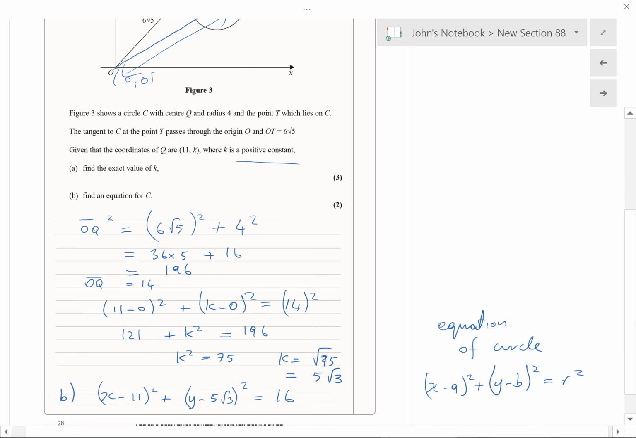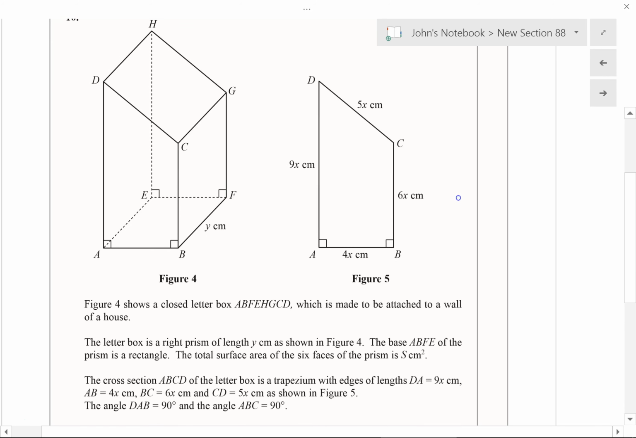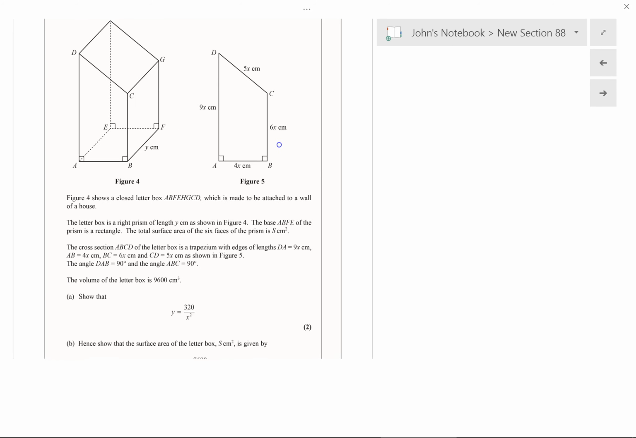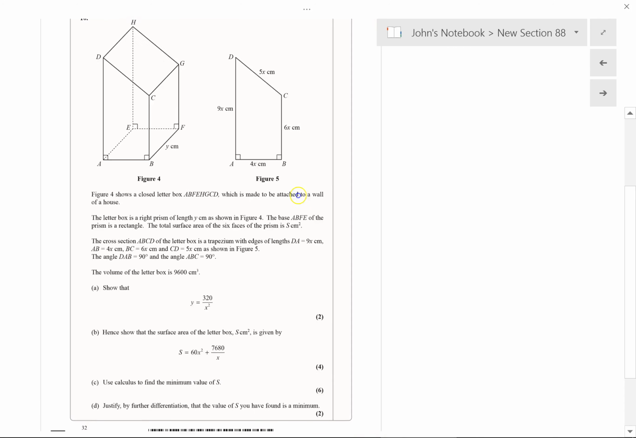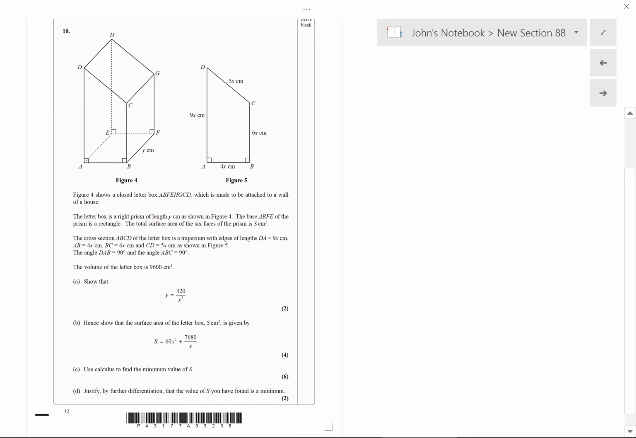One more to go. Probably a few blank pages again. So it just shows if you're efficient, you don't really need all the space in the book. Okay, so here we go. Right, so it's differentiation and some various bits here.